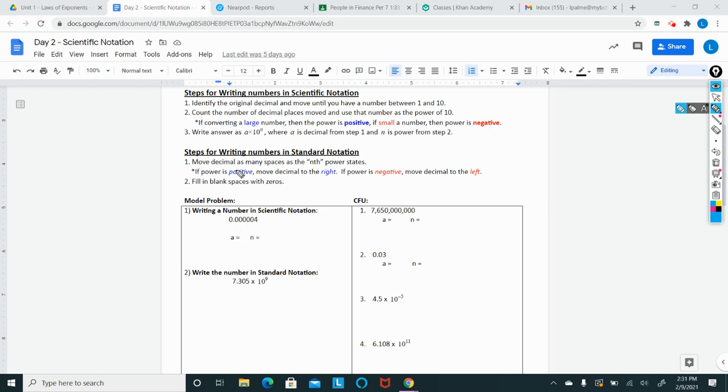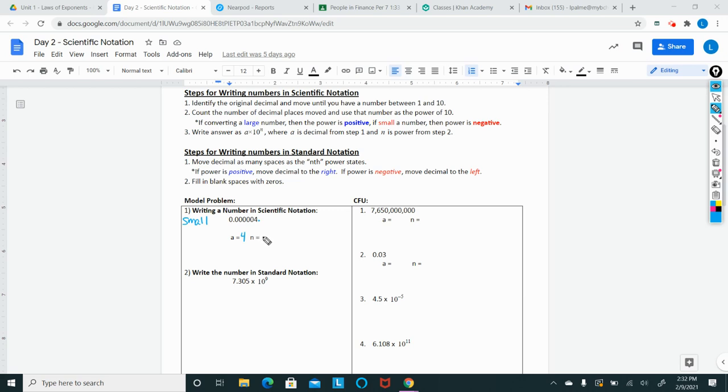That means I need to identify the original decimal and move that decimal in order to create a number between 1 and 10. So here's my number. It's a very small number, right? It's a number that is less than 1, but greater than 0, but it's very small. So here's the original decimal. I need to move this decimal to create a number, which is going to be A, in between 1 and 10. So I'm going to move it all the way back here because that number 4 is a number between 1 and 10.